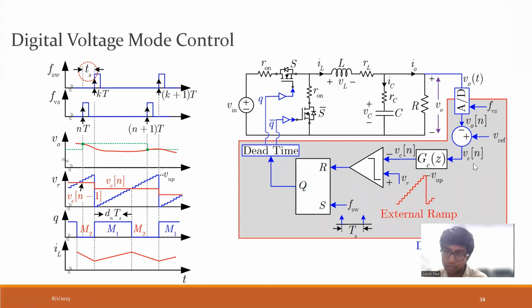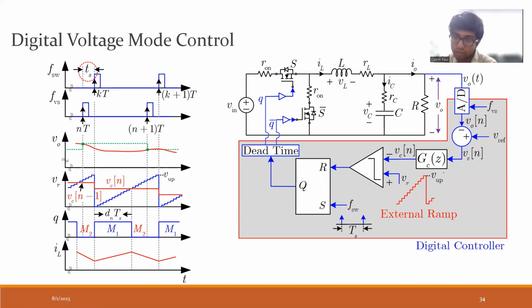Then it goes to VE, which will generate an error voltage, also digital. That goes to this digital controller, and this is compared with a digital ramp. That will generate my reset pulse, and the reset pulse is given accordingly. And with a suitable dead time, I will generate these pulses for this buck converter.